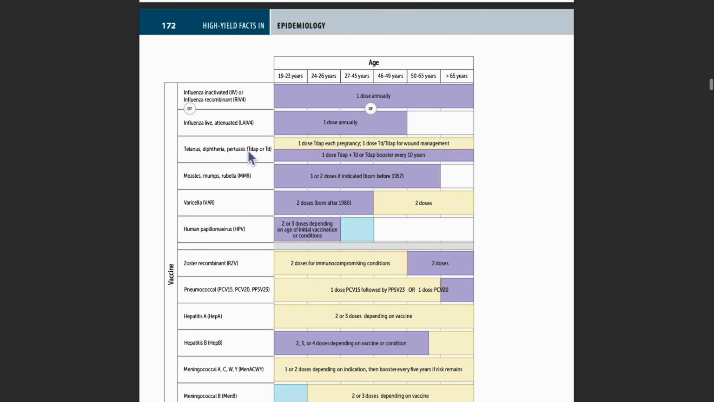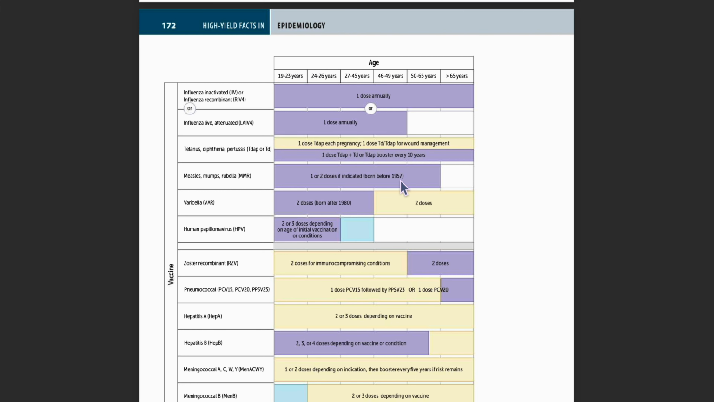Tetanus, diphtheria, and pertussis: one dose Tdap each pregnancy. One dose Td or Tdap for wound management. One dose Tdap plus Td or Tdap booster every 10 years. Measles, mumps, rubella: 1 or 2 doses if indicated. Those born before 1957 are the indicated ones.